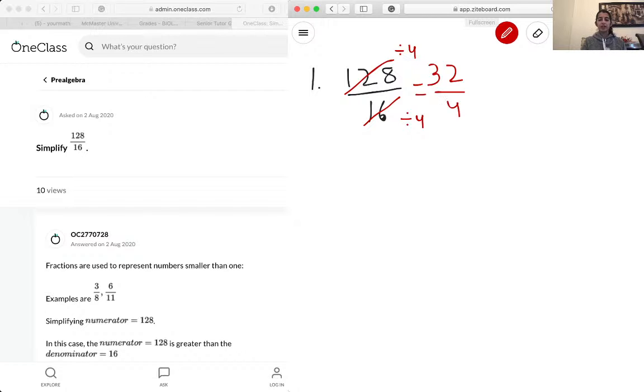This can further be divided by 4 again. So divided by 4, divided by 4, and we are left with 8 over 1, or we can just write that down as 8.